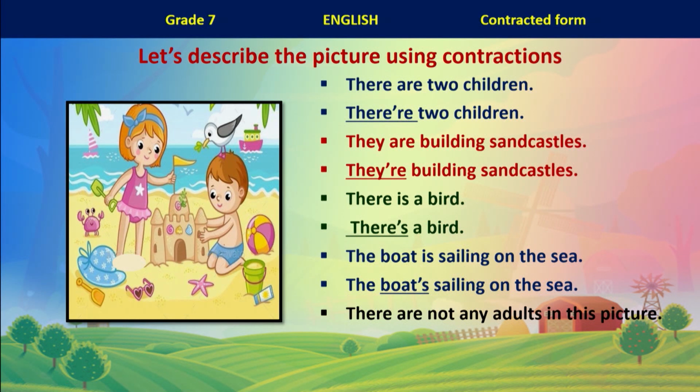There are not any adults in this picture. As you can see children, there are no adults, only two children are there in this picture. So, when we contract, it becomes there aren't any adults in this picture.